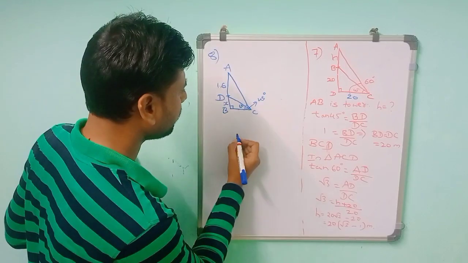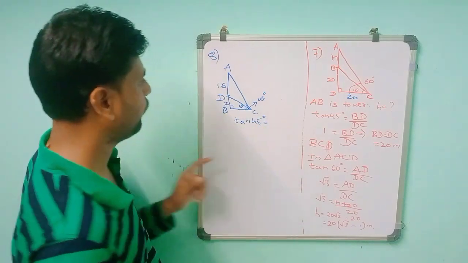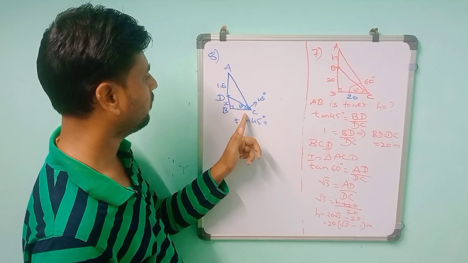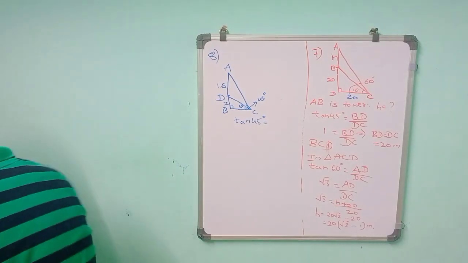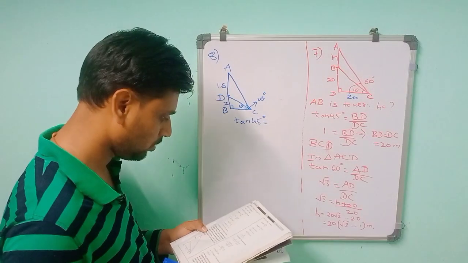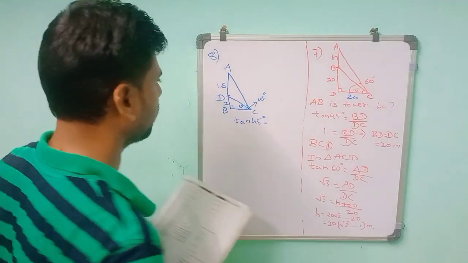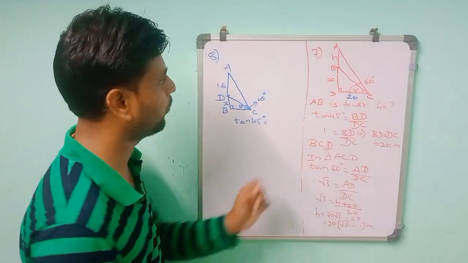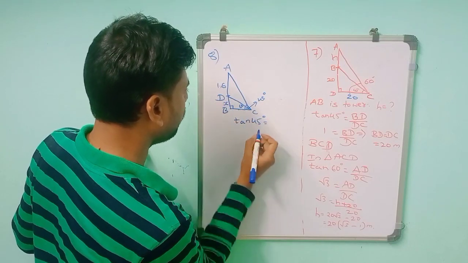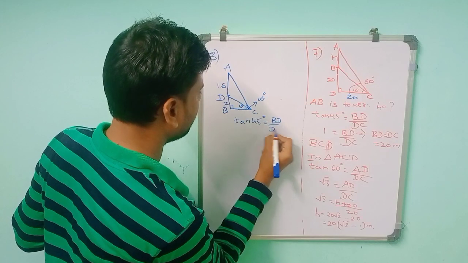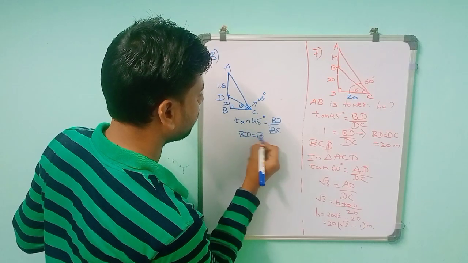So if you take tan 45, this is opposite by adjacent. They gave one more value, 1.6, in this one. As in the previous problem, this is also 45. So 45 means this will be 45. So BD is equal to DC. So tan 45 is BD by BC, so BD is equal to BC, because tan 45 is 1.